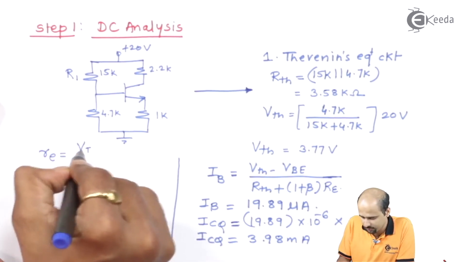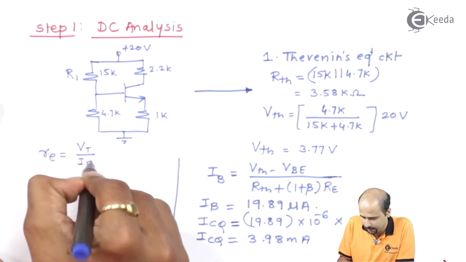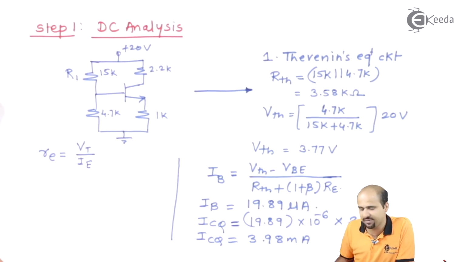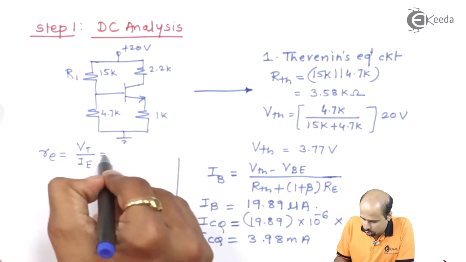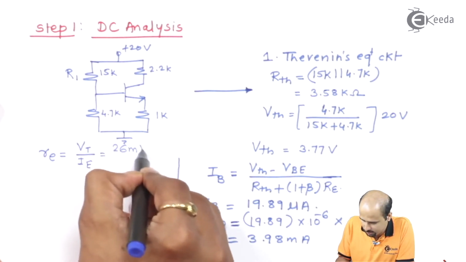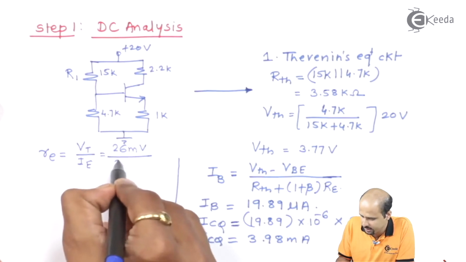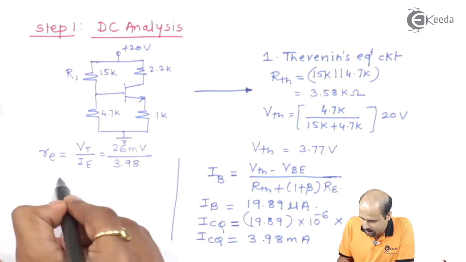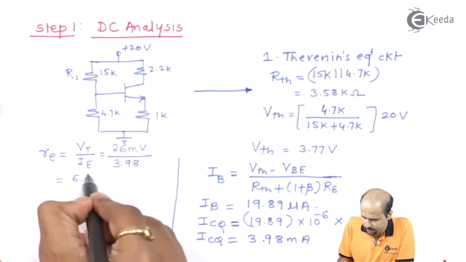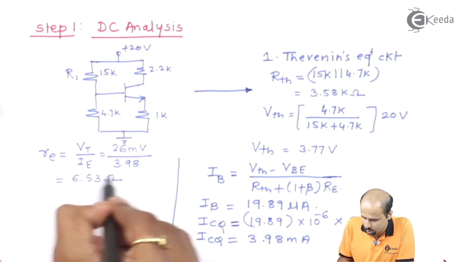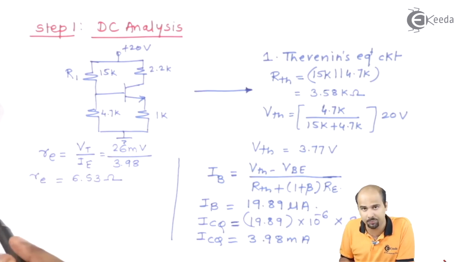RE is nothing but VT divided by IE. As I know that beta value is 200, it's very high, I can say that IE is nearly equal to IC. So we can say this is 26 millivolts divided by IE, which is 3.98. So we'll be getting 6.53 ohm. That's the value of RE.